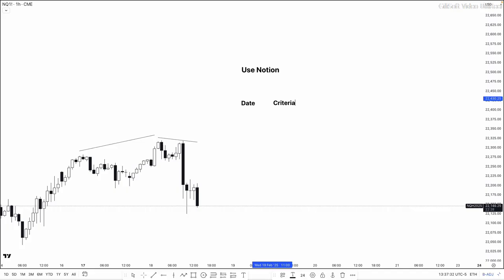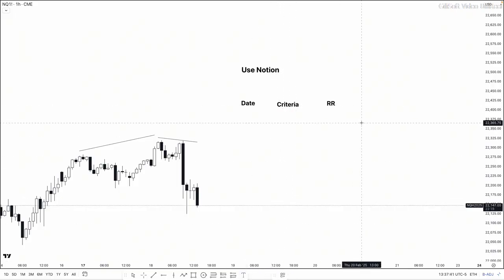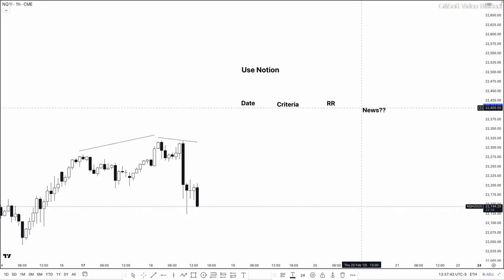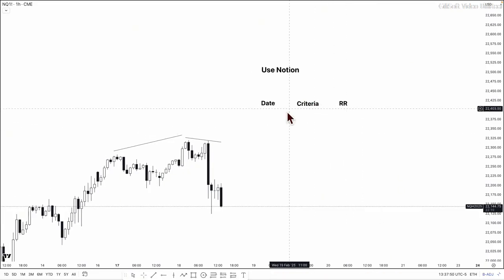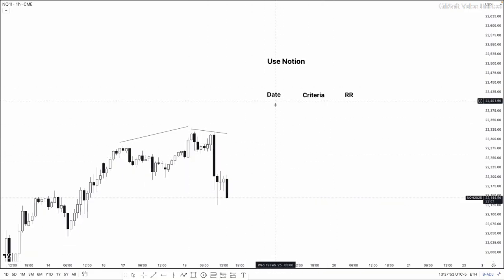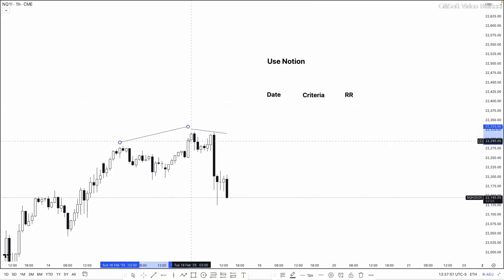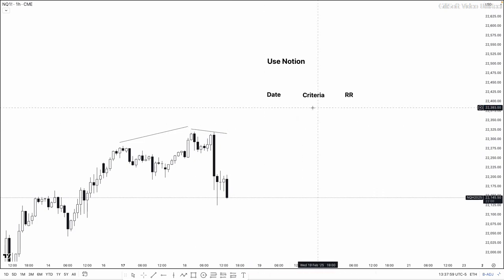Okay, you have your RR, okay? And then you can add other things such as, is it a news day or is it not a news day, and things of that nature, okay? And once you have this, so this would be the 18th February, we had a monthly cycle, sequential SMT, daily cycle, and then our 17RR tracked here.